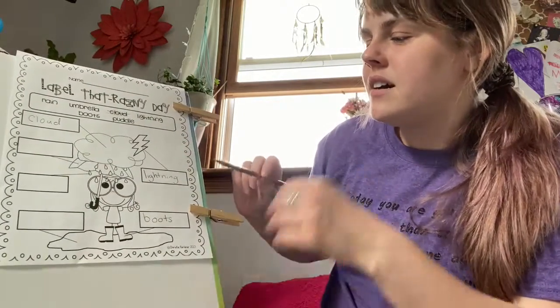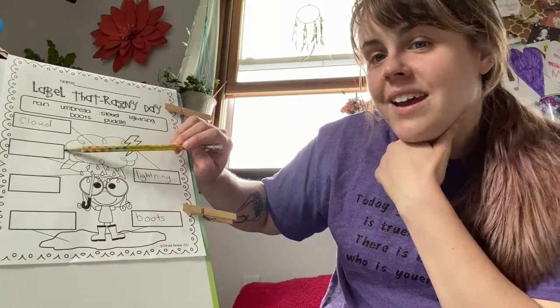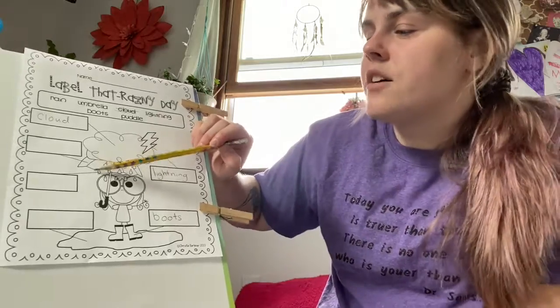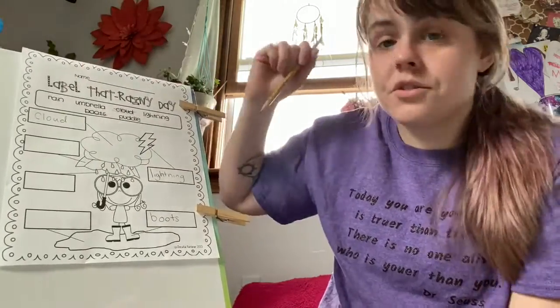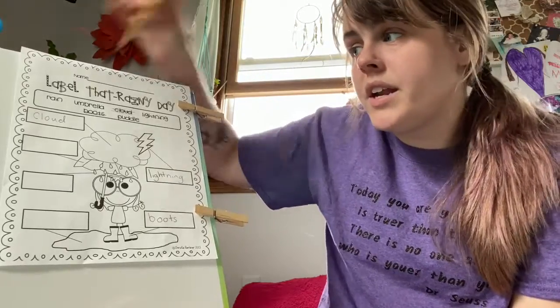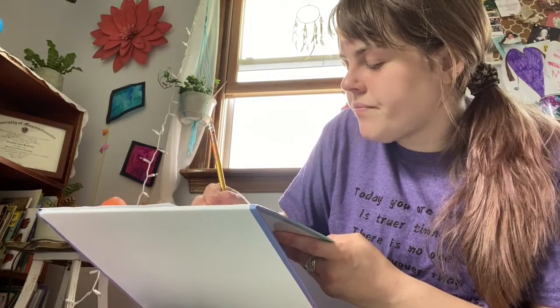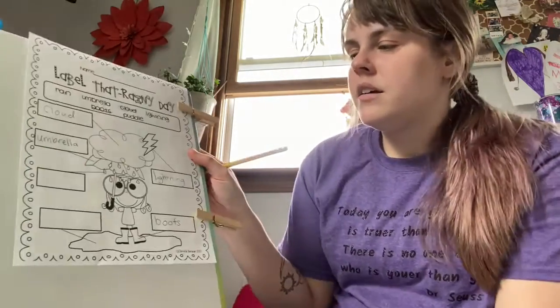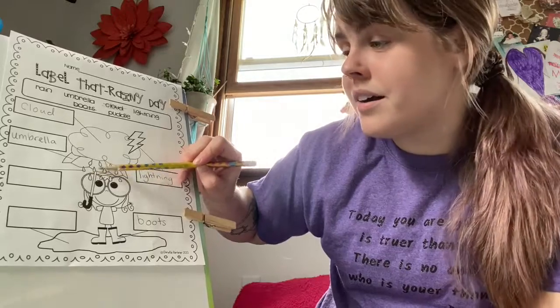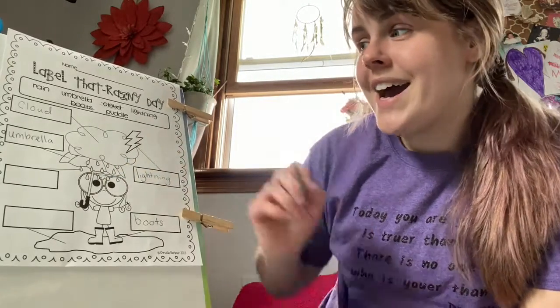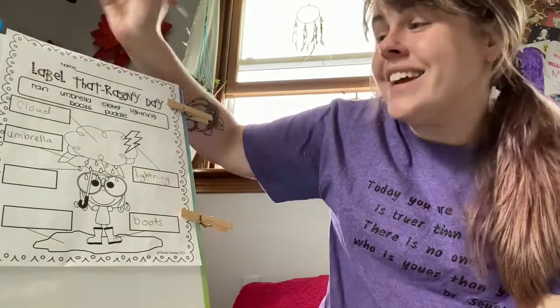All right, let's go to the other side. So this one right here is pointing at something that's shielding her from the rain. What shields you from the rain? Does rain shield you from the rain? What about an umbrella? You can use an umbrella to shield you from the rain. Umbrella. All right, now this next one is pointing at the drops of water coming down from the cloud. That is rain.